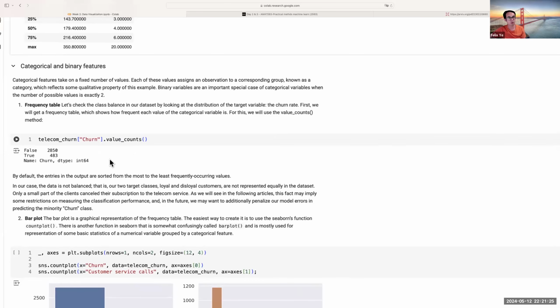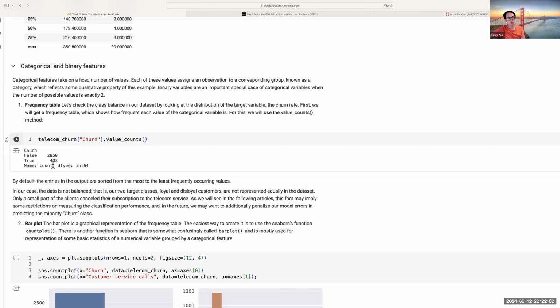The first thing we can do is plot a frequency table. A frequency table is basically to check how balanced these features are, for example the 0, 1 binary features. Here we can look at the distribution of the target feature, which is whether the customer churns or not. That would only have false and true, yes or no. So we will get frequency tables for that. It's very simple: we just use value counts, which counts how many falses and how many trues we have.